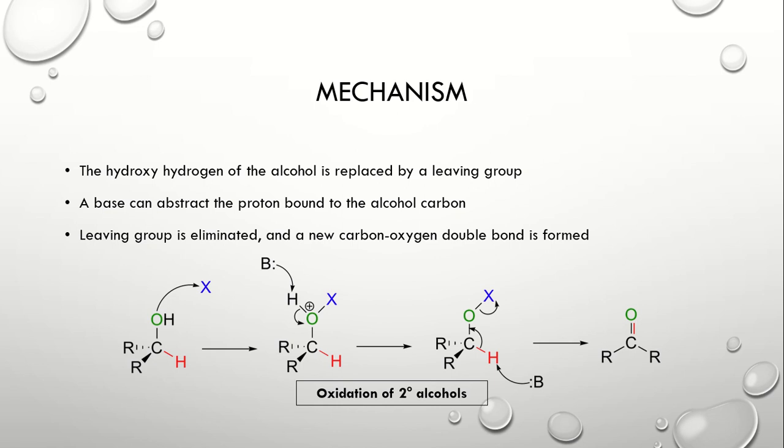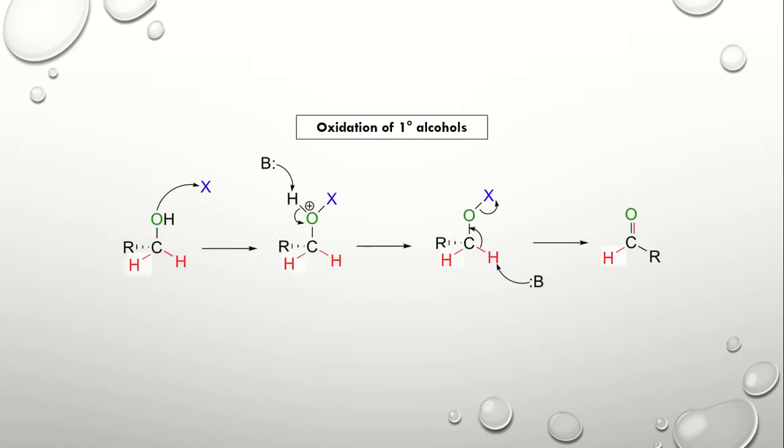Below shows a mechanism of the oxidation of second-degree alcohols, and the only difference between first-degree and second-degree alcohols is that the carbons in secondary alcohols are bonded by 2 functional groups, and in primary alcohols, the carbons are bonded by only 1 functional group and 2 hydrogen atoms.